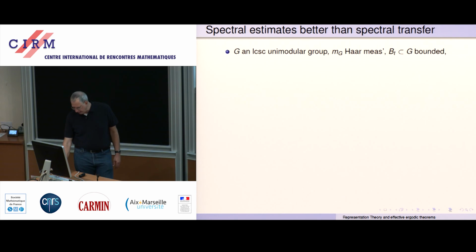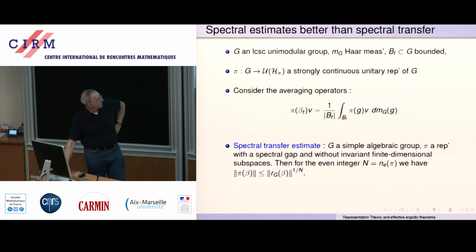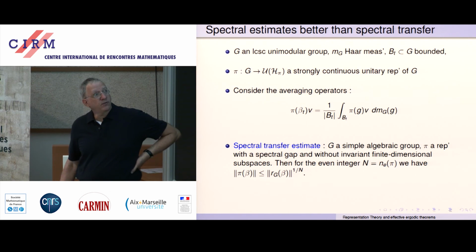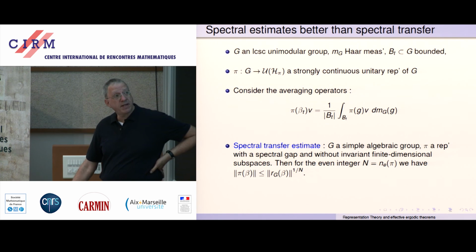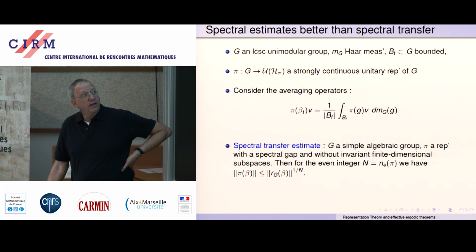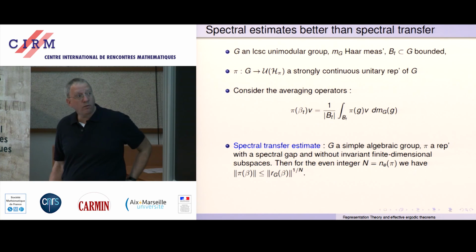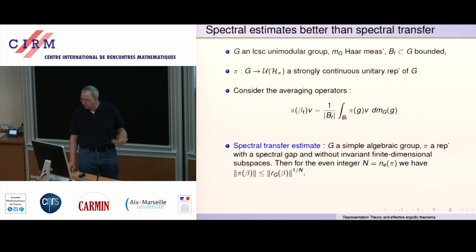Okay, so let G, as usual, be a locally compact unimodular group with Haar measure and beta_t some bounded sets. Pi is a strongly continuous unitary representation, and we consider the averaging operators as usual. The spectral transfer estimate says that if G is a simple algebraic group and pi a representation with a spectral gap and without invariant finite dimensional subspaces, then for the even integer n, which is n(pi), we have that the norm of pi(beta) is less than or equal to the norm of the convolution operator to a certain root, to 1 over n.